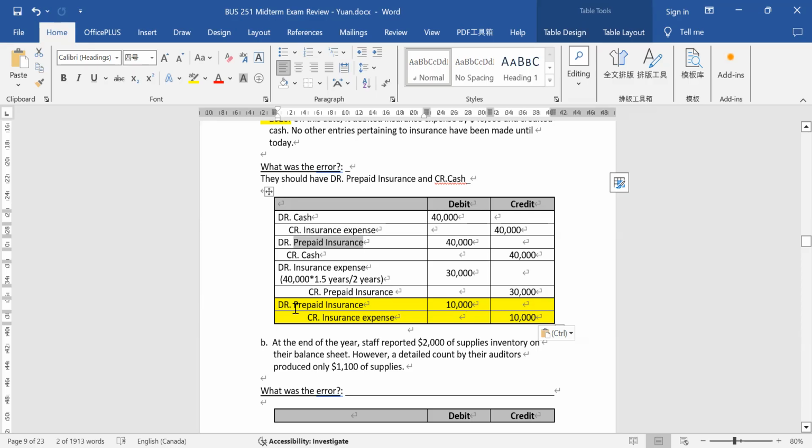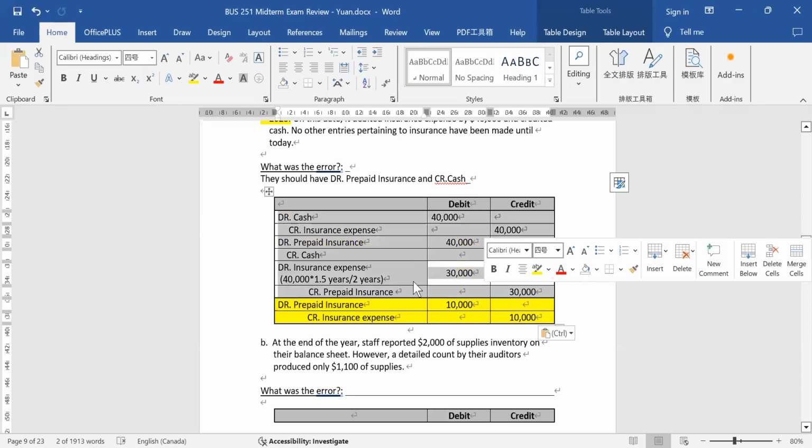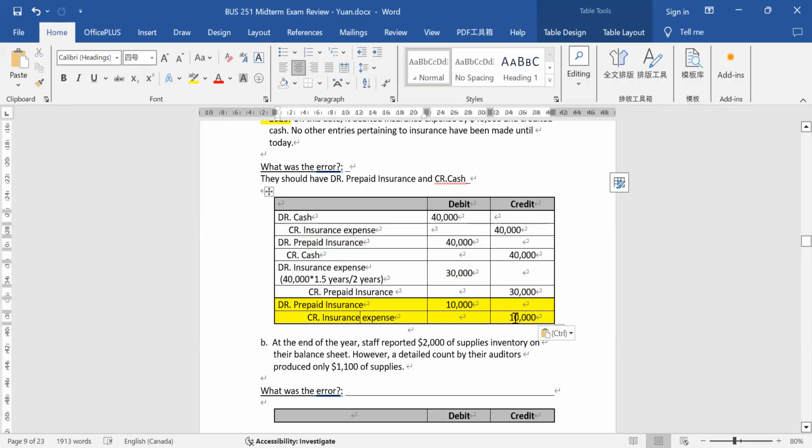And this yellow section is a combined entry. It's combined all the journal entries all together. Then you got this one.